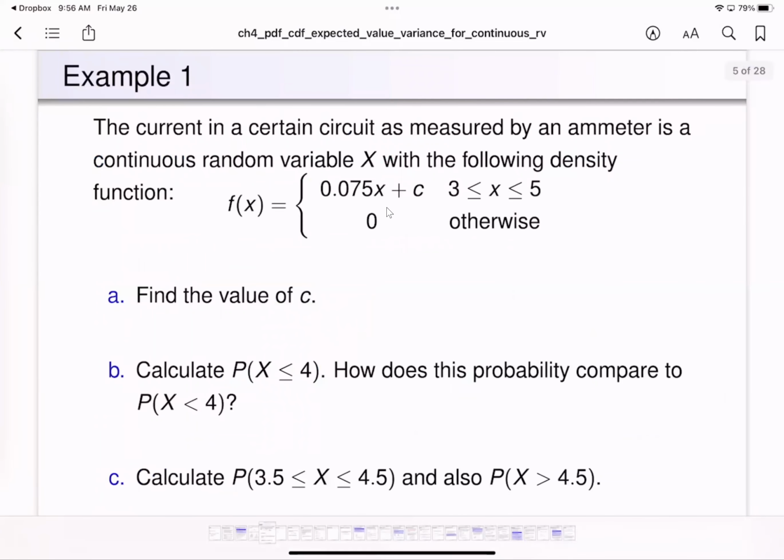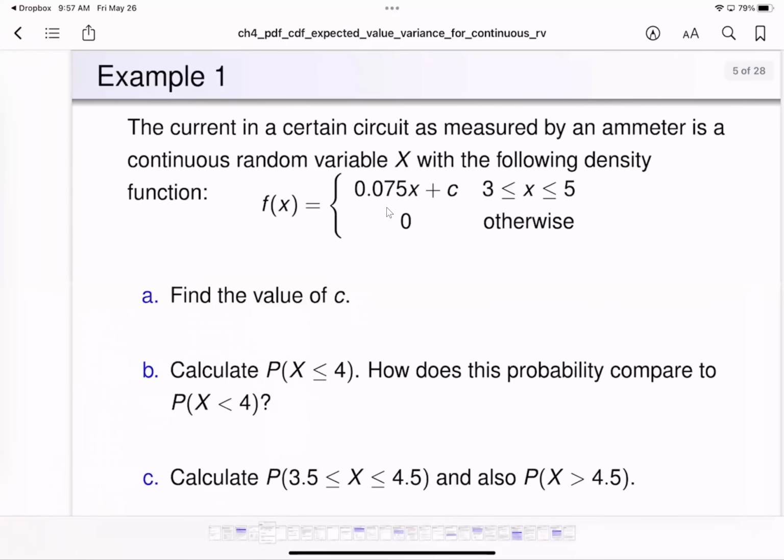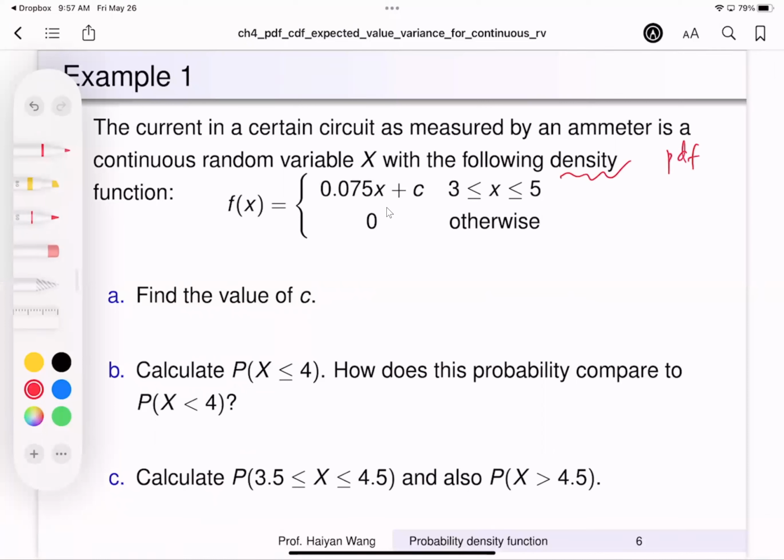Here's an example. For this example, we are looking at the current in a circuit. This is measured as a continuous variable with this density. This density means the PDF, probability density function. With this density, find the value of C. This kind of question is testing the knowledge that for a density function, if you consider the entire interval, then the probability of that entire interval should be 1. So we use that knowledge to find the value of C.